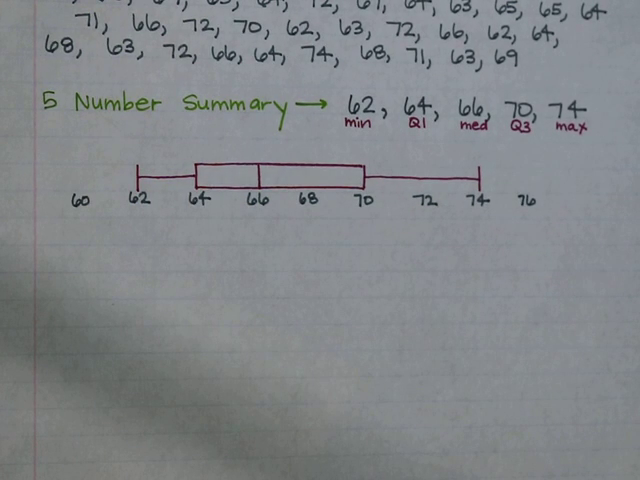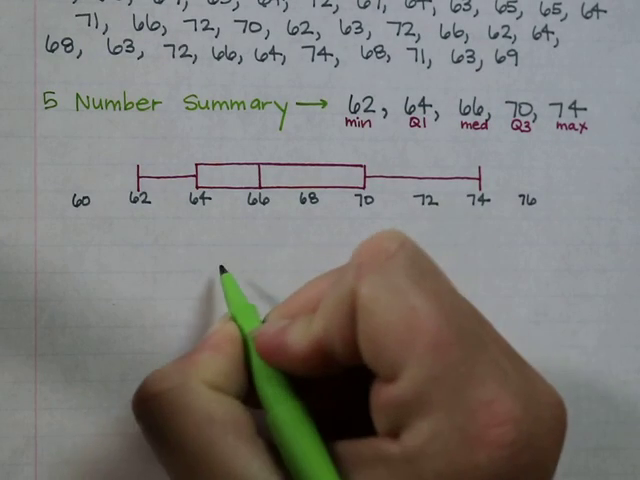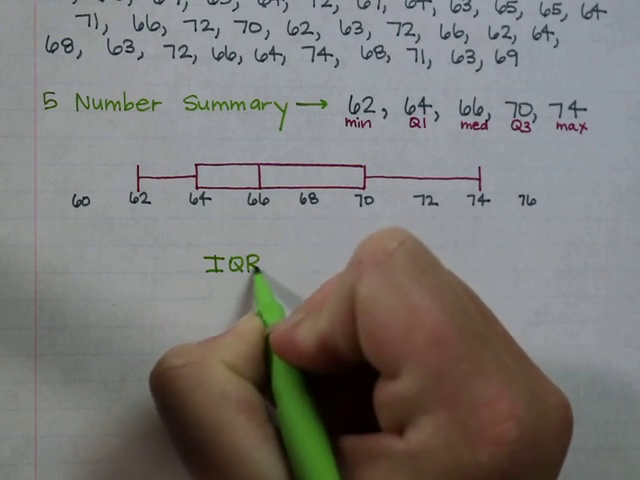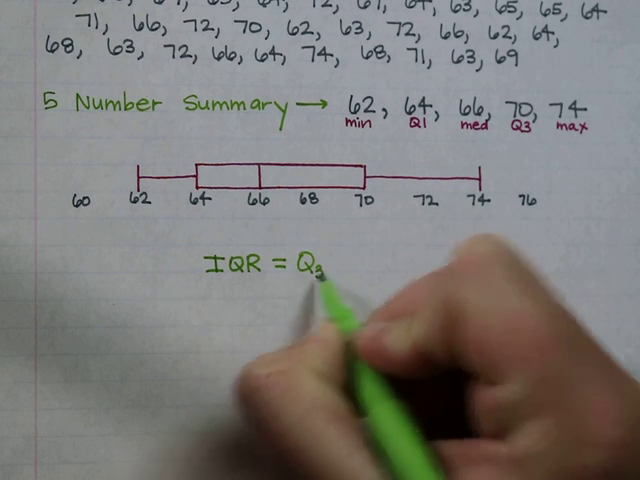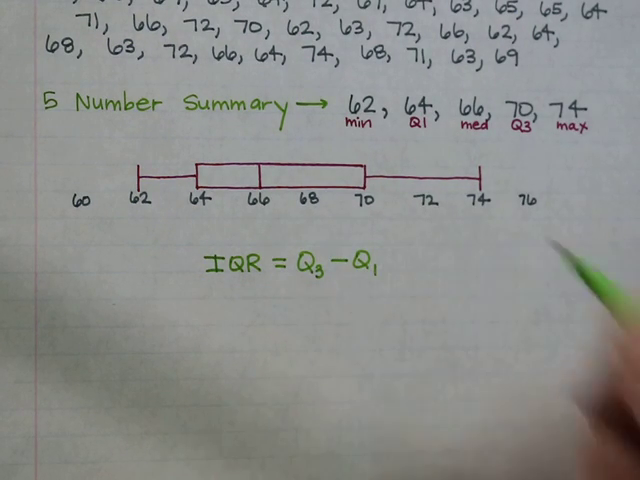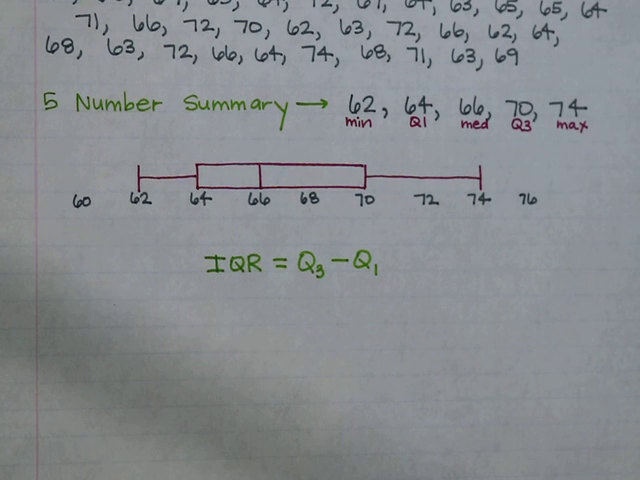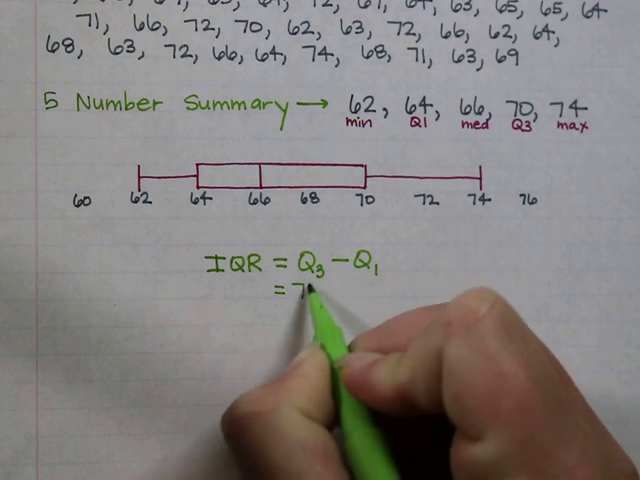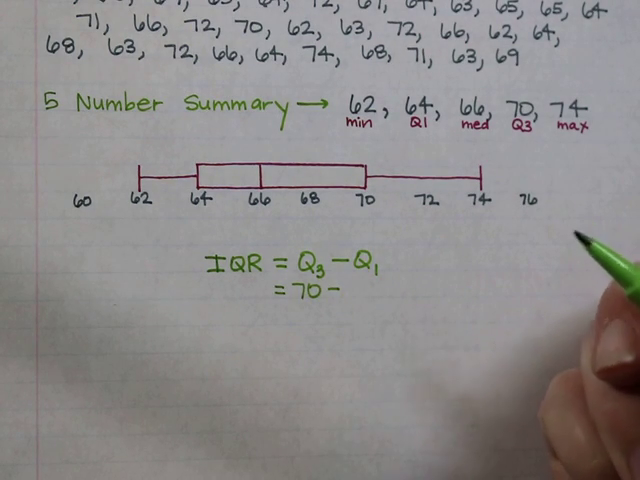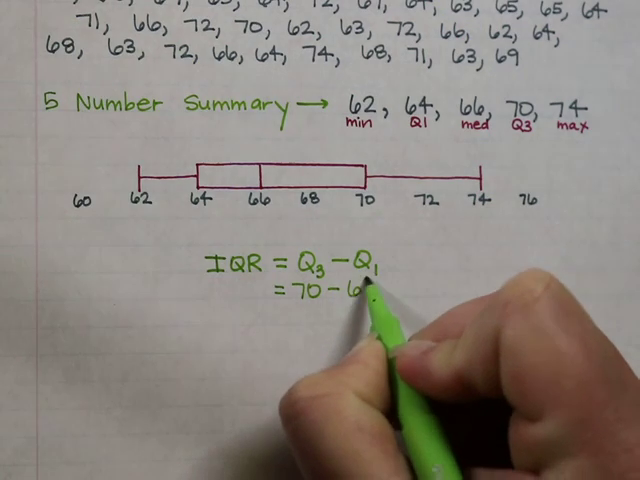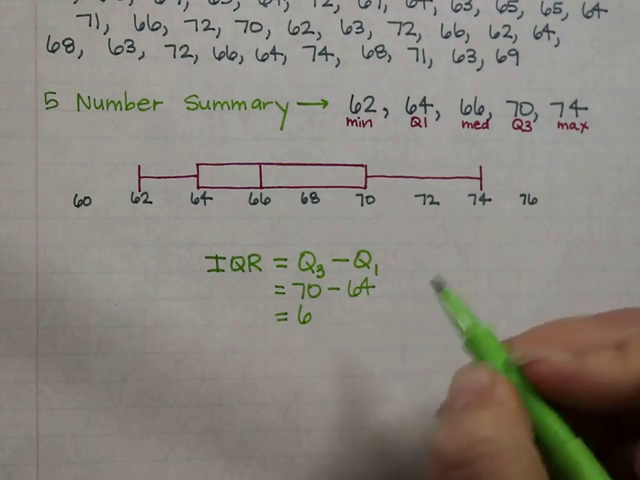The only other thing that we need to worry about here is figuring out what our IQR is. There's something called an interquartile range. And it comes from doing Q3 minus Q1 and figuring out what that value is. And that just tells us how many numbers or how much math lives in the box of the box and whisker plot. So Q3 here was at 70. And Q1 was at 64. And so our IQR is 6.